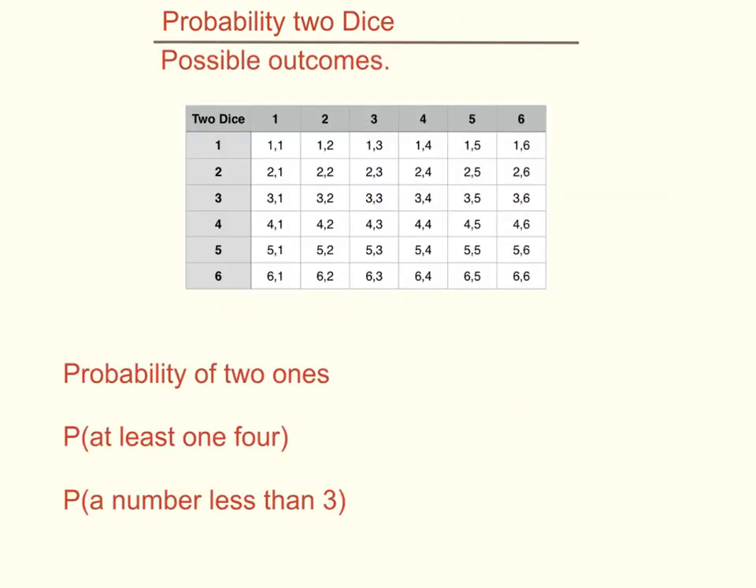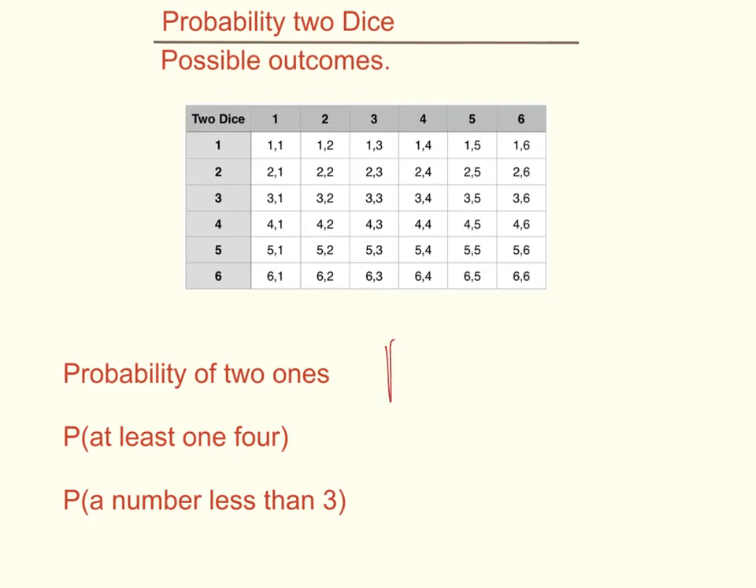Another way of showing what can happen when we have 2 events is to actually use a table. In this table here, we're rolling 2 dice. Along the top here, I've got 1 dice, 1, 2, 3, 4, 5, 6. Down the left, I've got the other dice, 1, 2, 3, 4, 5, 6. I can get 2 1s, a 1 and a 2, a 1 and a 3, etc. We can use this to help us work out what the probabilities are of getting certain outcomes from the 2 dice.